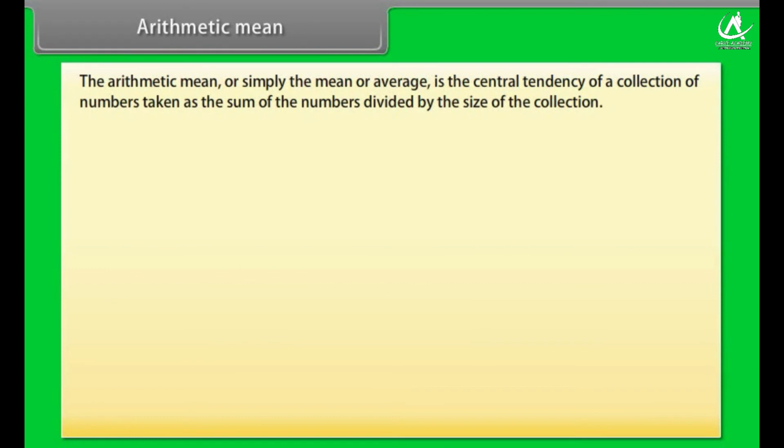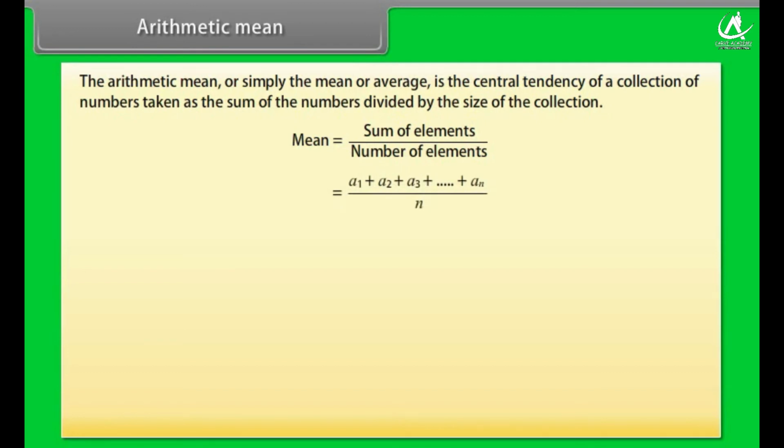Arithmetic mean. The arithmetic mean, or simply the mean or average, is the central tendency of a collection of numbers, taken as the sum of the numbers divided by the size of the collection. Mean is equal to the sum of elements by the number of elements, which is a1 plus a2 plus a3 up to plus an by n.